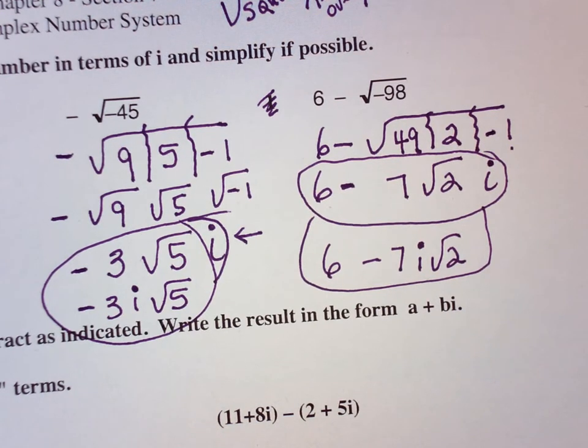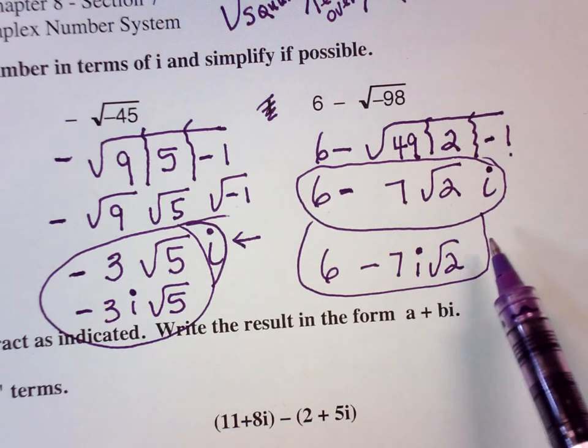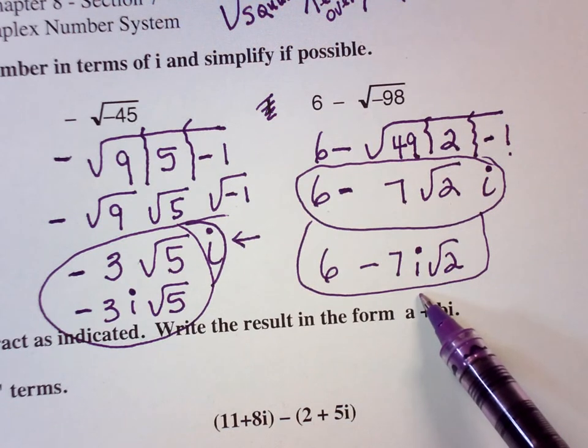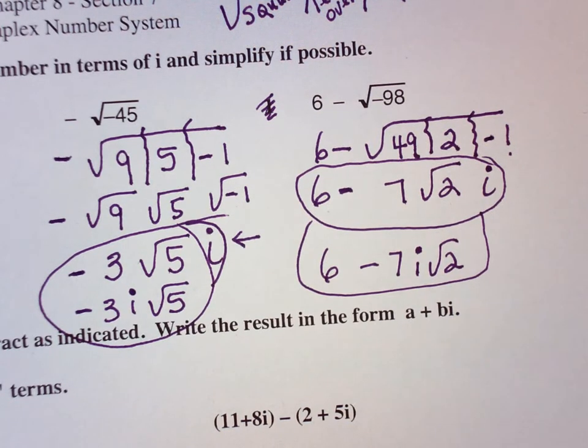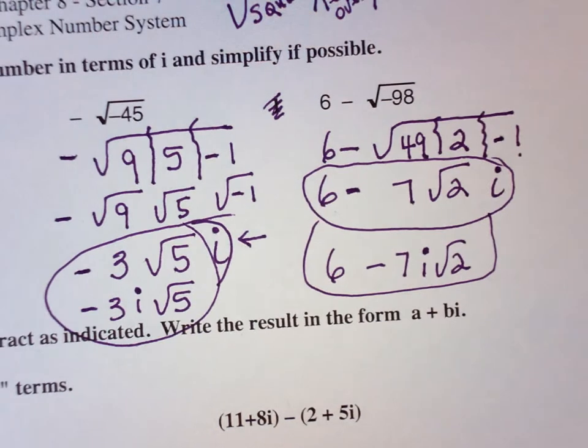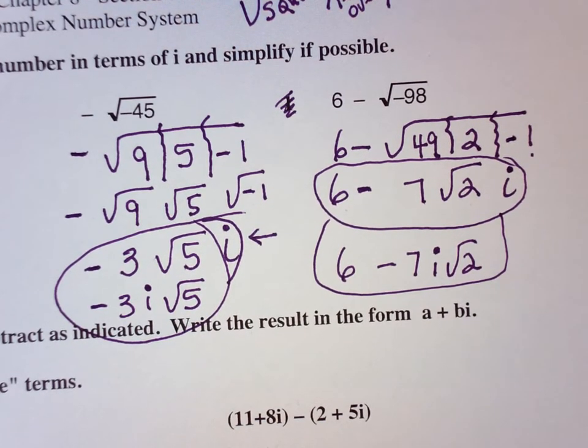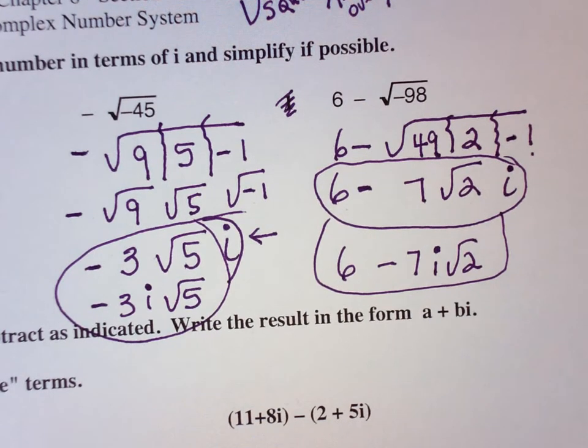Your book keeps saying, put your answer in a plus bi form. If that's the case, the i's got to come at the end, but yet they'll write it with the i in front of the radical. Doesn't make a lot of sense. So now we've simplified. We've defined it. We've simplified it. Now we get to add and subtract.